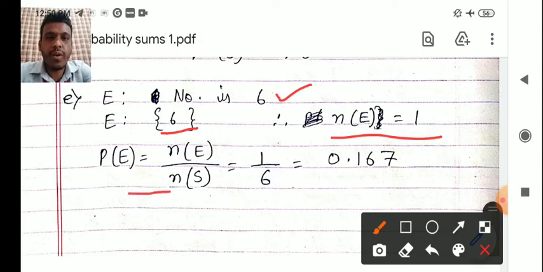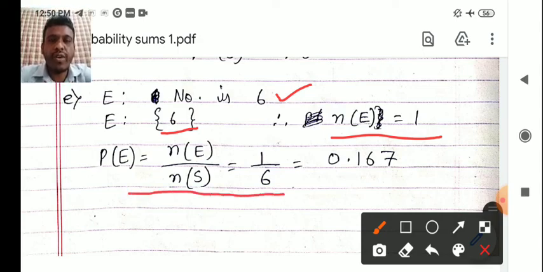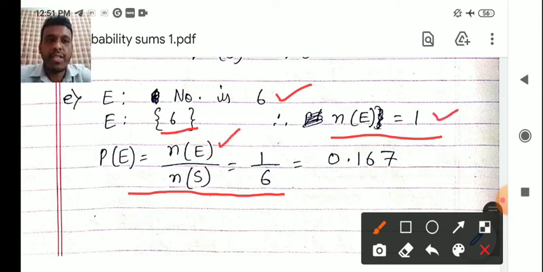So what is probability of E? Probability of E is equal to n of E upon n of S, which is equal to 1 upon 6, because n of E is 1 and n of S is 6 here continuously. So 1 upon 6, which is equal to 0.167.